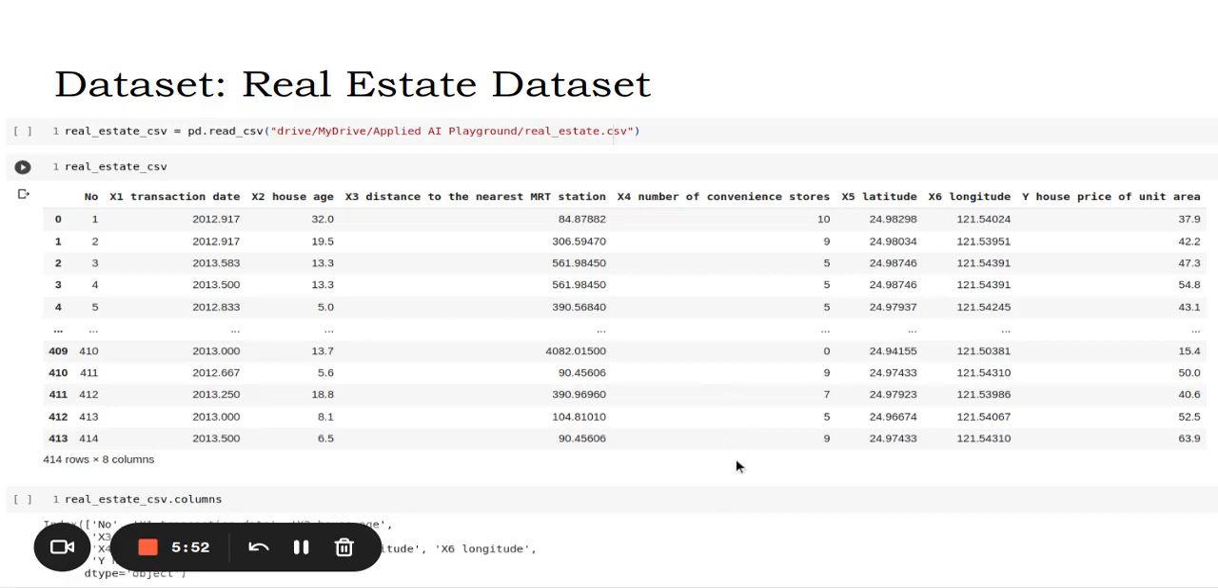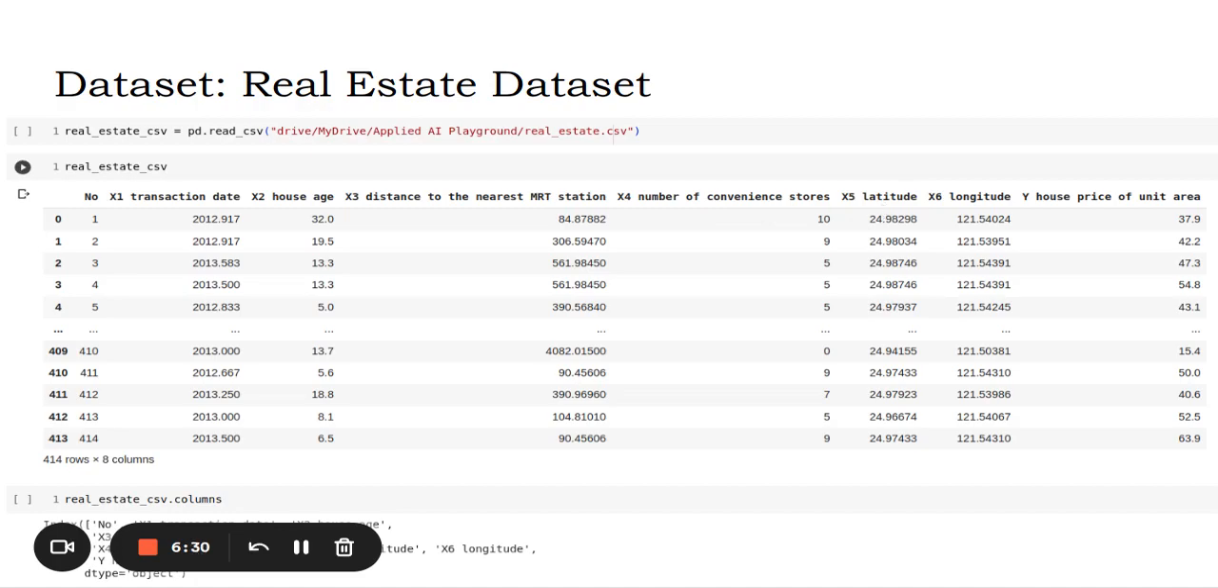Then we have a real life dataset, the real estate dataset. So the real estate dataset has transaction date, the date when the real estate was bought or sold. So what is the age of the house that is being sold? What is the distance to the nearest metro station? So obviously if the metro station is nearby, the price will be high, and then if the number of convenience stores is greater, the price will be higher. The lower number of convenience stores means the price will be lower.